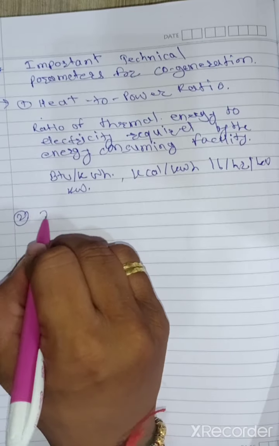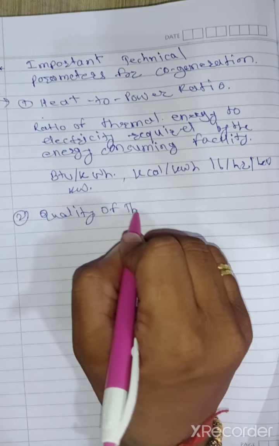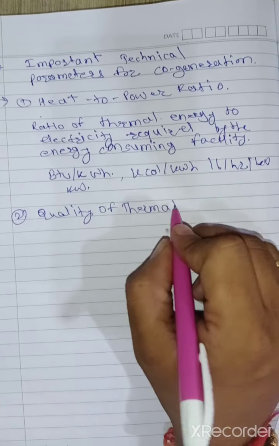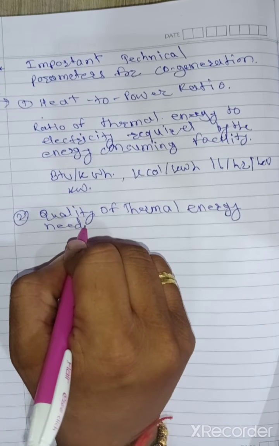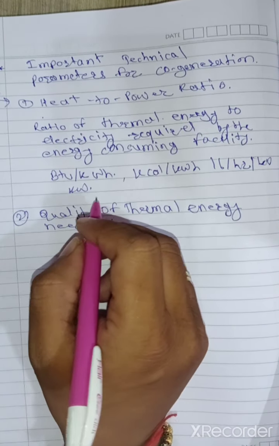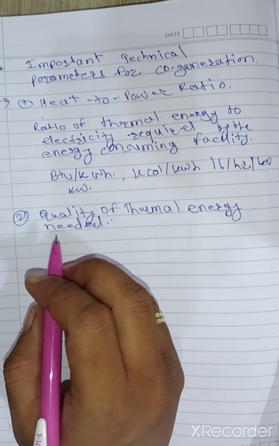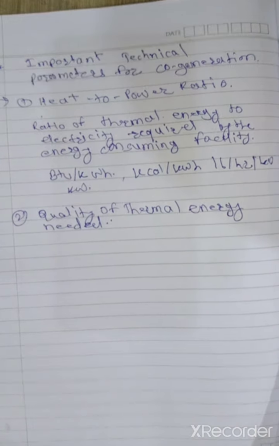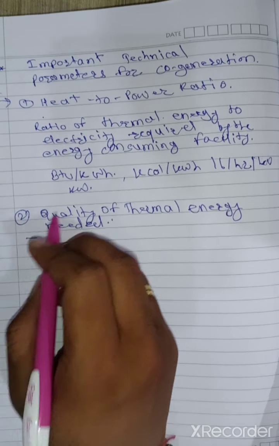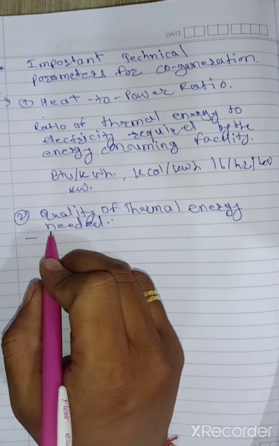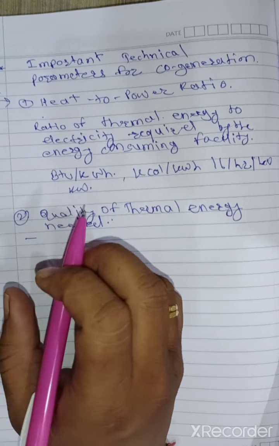Second parameter is quality of thermal energy needed. See here, it is also an important technical parameter. The quality of thermal energy required, temperature and pressure, also determines the type of cogeneration system.